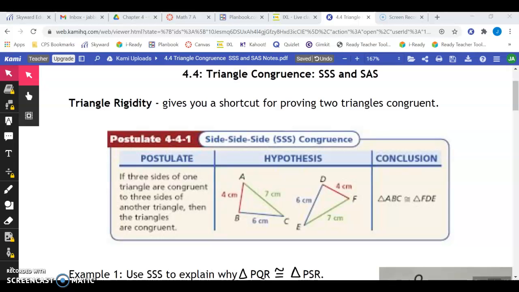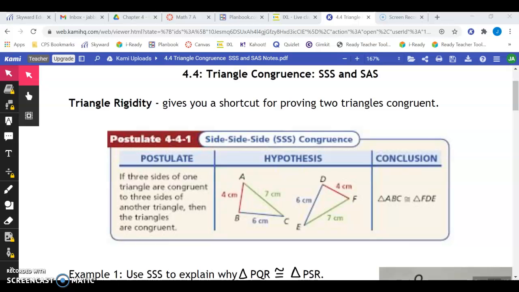For section 4.4, we are still talking about triangle congruence, but we're going to talk about side, side, side, and side angle side postulates. So first off, here's a vocab word of triangle rigidity. It gives you a shortcut for proving two triangles congruent. So next is our postulate, side, side, side congruence. That is where all three sides of our triangles are congruent.